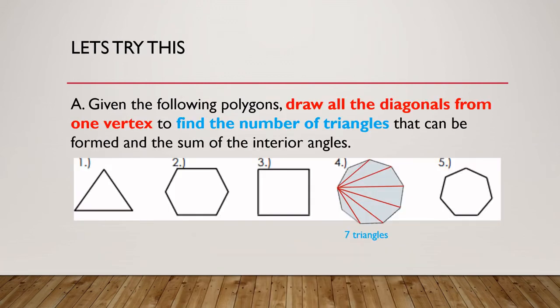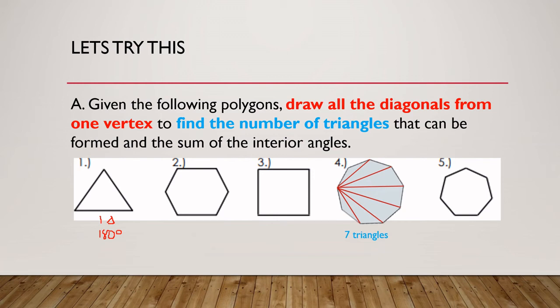Given the following polygons, draw all the diagonals from one vertex to find the number of triangles that can be formed and the sum of the interior angles. For example, number 1, this is a triangle. So there is only one triangle. Oh, what is the sum of a triangle? 180 degrees. Okay, next.